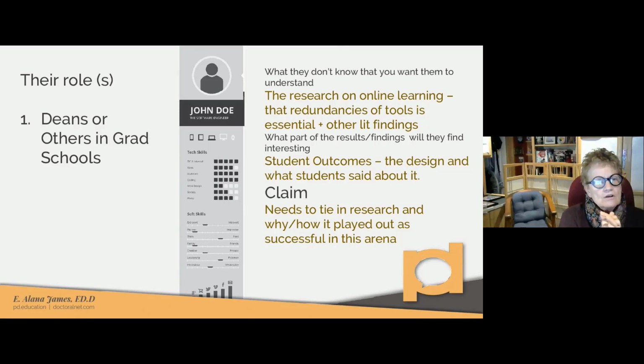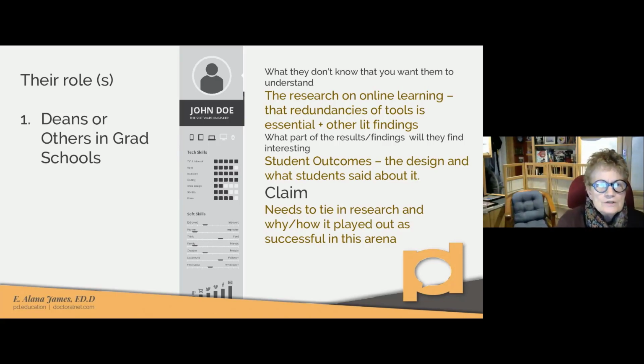So I have 3 roles that I'm considering for mine, just to show you how these work out. So let's talk about the one you're most familiar with. So I write, as you know, I do research on this work that you're part of, and specifically, I'm going to write about the boot camps that happened last summer. So one of the people I hope reads my article are deans or other people in graduate schools.